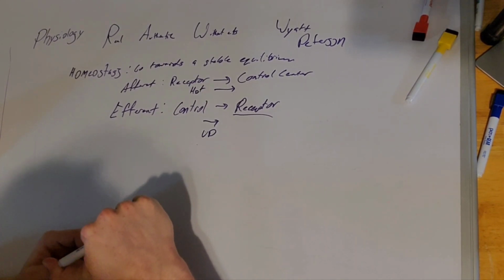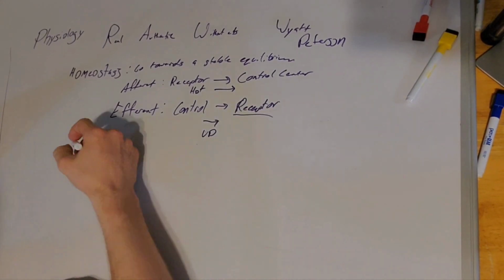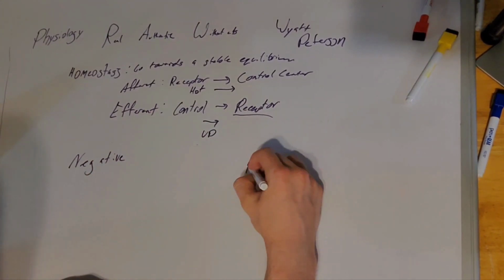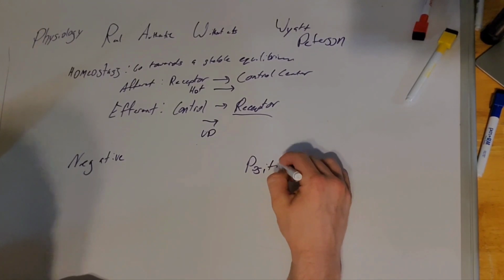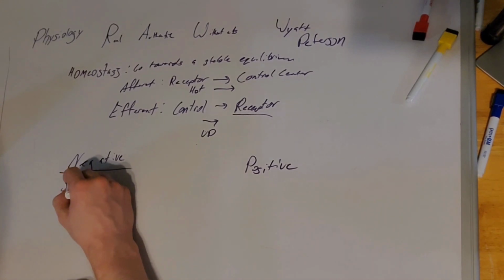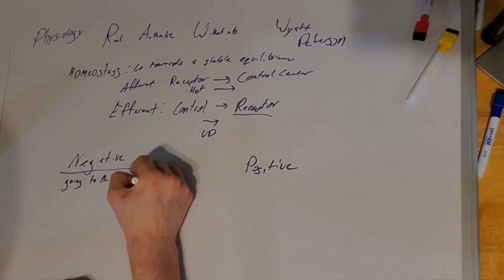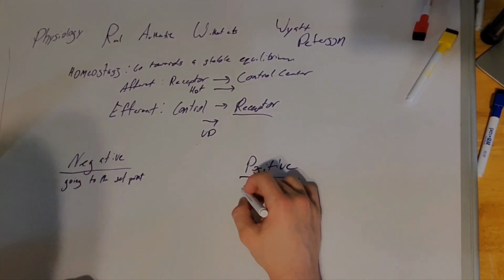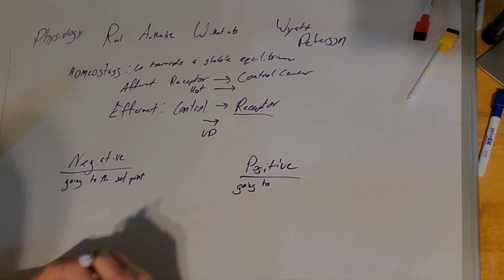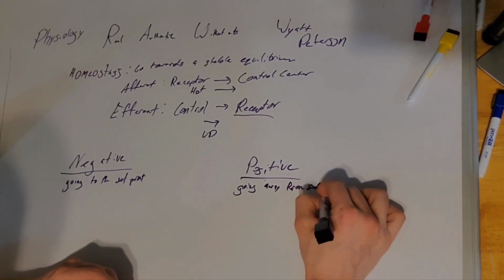It says explain negative and positive feedback loops and give some examples. So like it says, there's two feedback loops, the negative and then the positive. So negative is going back, you're just going to the set point. This is usually what we want. And the positive, sometimes we need this, is going away. Let's go away from set point.